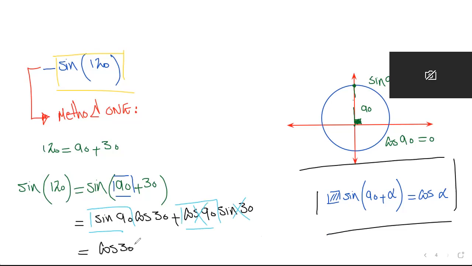What is cosine of 30? You see, it's almost 20 years and every time I draw that triangle, it's 30, the square root of 3, 1, and 2. Then cosine of 30 is the adjacent over the hypotenuse, 2. Then it becomes square root of 3 over 2.